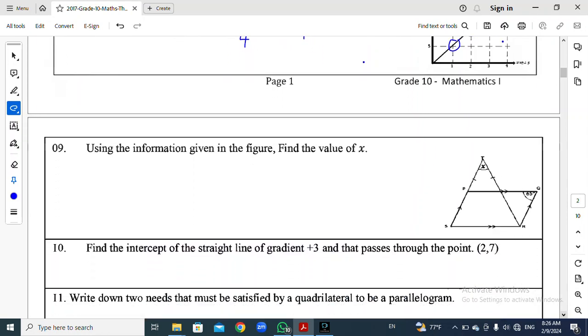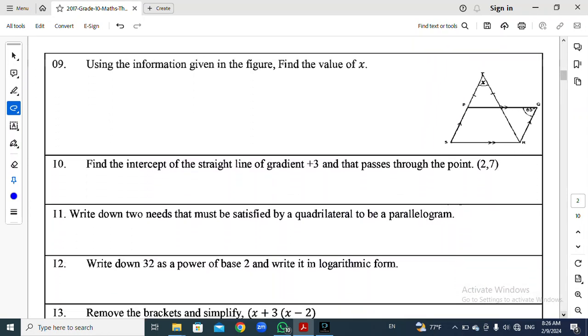Using the information given in the figure, find out the value of x. You have to find out the x. Here you see this one is a parallelogram. In a parallelogram we can use some theorems, allied angles and corresponding angles and alternate angles and all. And there is an isosceles triangle also. Here we know the angles opposite to the equal sides are equal. So here these two angles are equal, this angle and this angle. We have to find out the x.